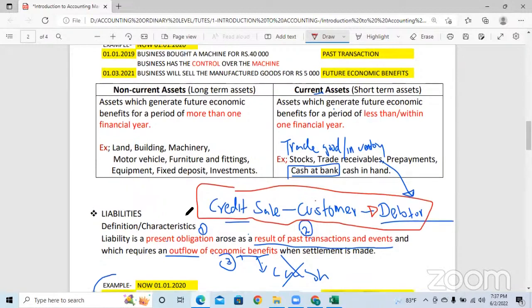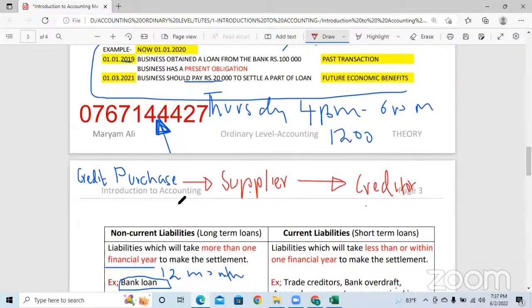But the opposite of that is creditor. This is where you purchase goods and you tell the supplier, I will pay you the money later. Because of that, now you have a liability, because you have to pay the money, right? So now, guys, that will create what? That will create a person called creditor. We call him creditor.